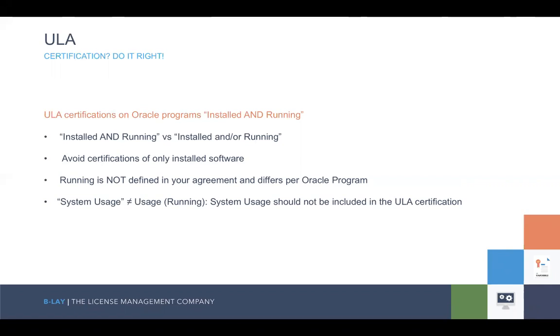That information is different per program. For example, if you talk about database options, you can see if an option or Advanced Compression or any of the other options are actually in use. But if it is operational use triggered by yourself, that requires deep inside knowledge of experts to understand if that usage is actually licensable usage and therefore also something that you can include in your certification. Because be aware, system usage, so usage of products that is triggered by the software itself, is not allowed to be included in your ULA certification.